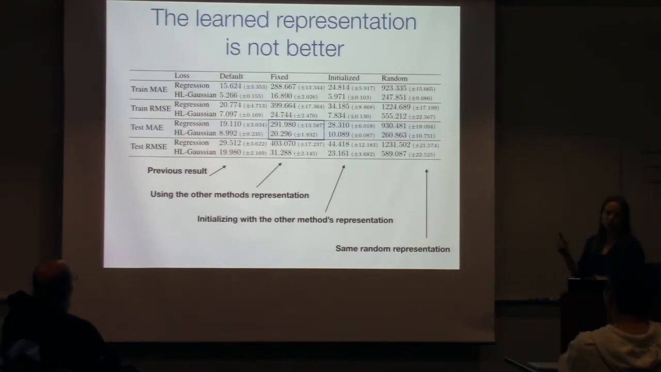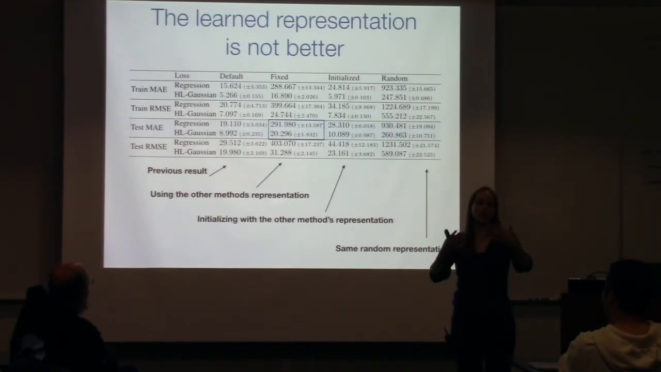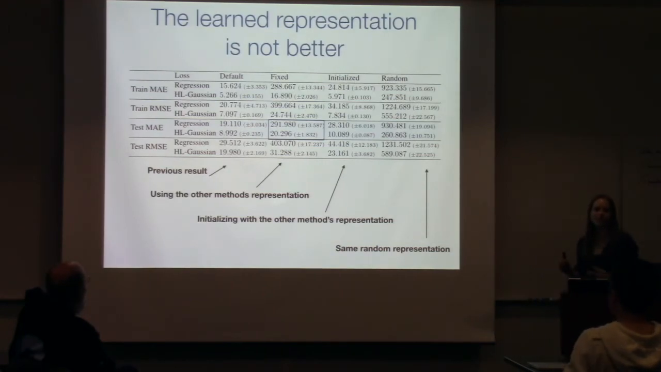Then we tried several other things, but I'm running out of time, so I'm not going to tell you. Did you retrain the last layer on that fixed? Yeah, exactly. We gave it the representation and let it retrain. And then we also tried just initializing with that representation, hoping it would bring you to a better part of the space, and then let it train the whole thing again, and that didn't help either. We even tried with a random representation. It seems to improve performance over that too.